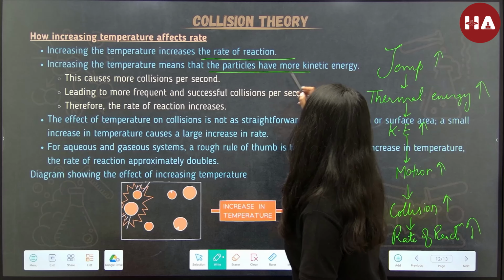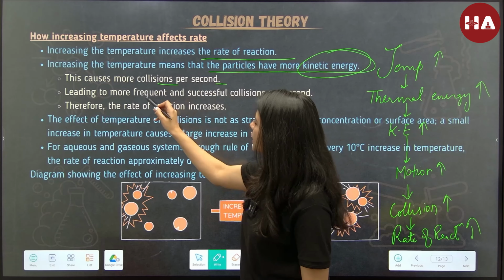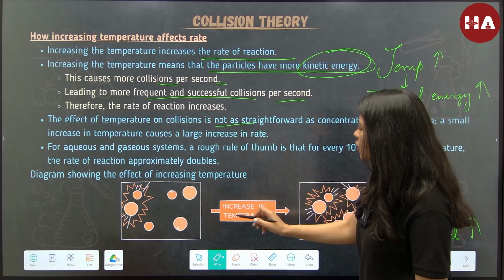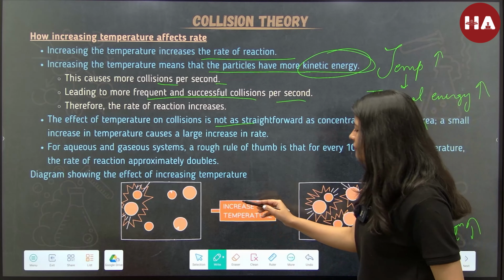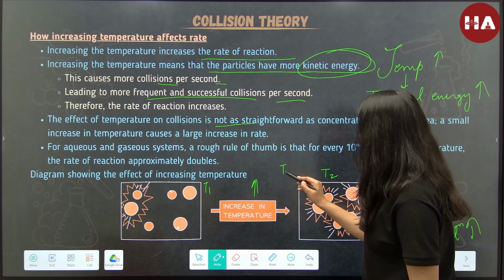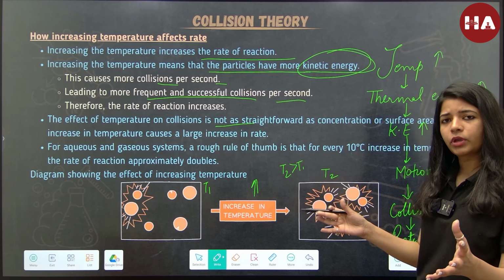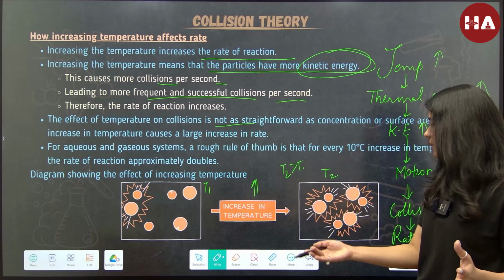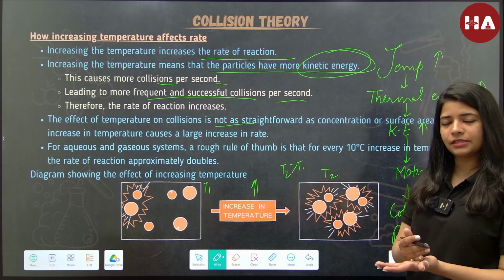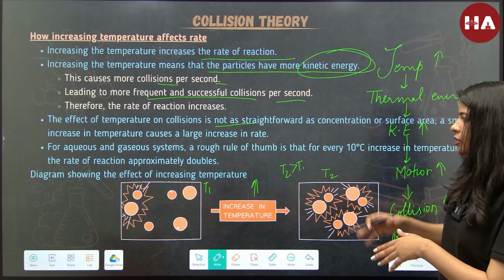Okay, so increasing the temperature increases the rate of reaction. Increasing the temperature means that the particles have more kinetic energy. Okay, this causes more collisions per second, leading to more frequent and successful collisions per second. The effect of temperature: from the diagrams you can see that after we have increased temperature, let's say this is T1, T2 being higher than T1, what is happening? They are moving faster. The rate of the collision increases and hence they are resulting in more number of collisions, hence the possibility of the reactants converting into products is higher. So please note down.